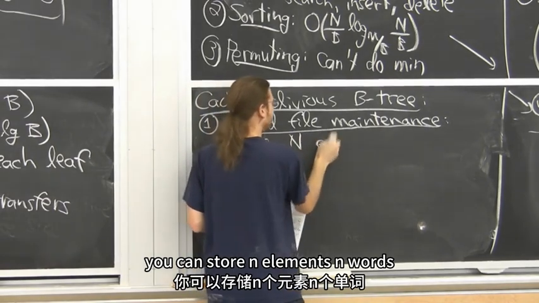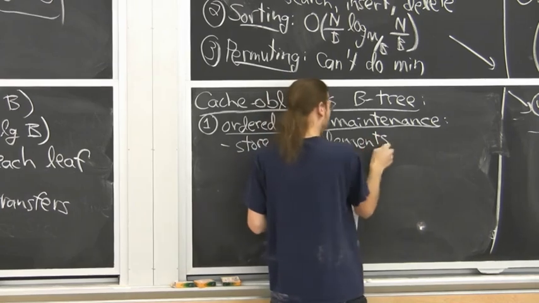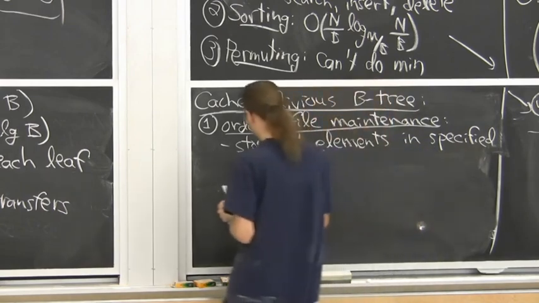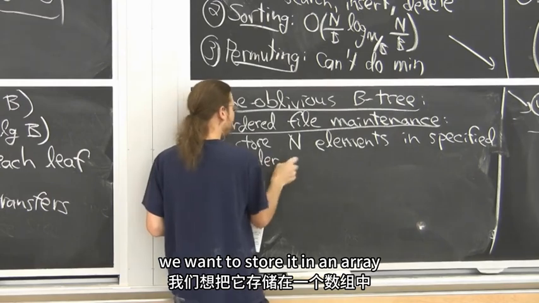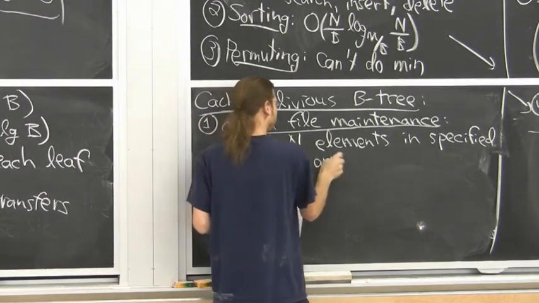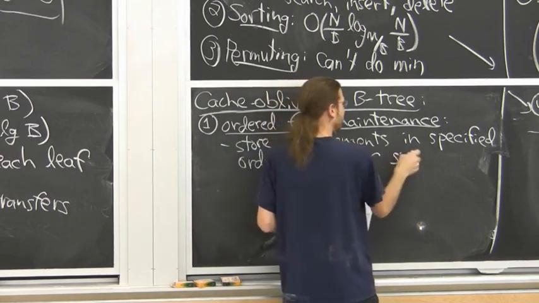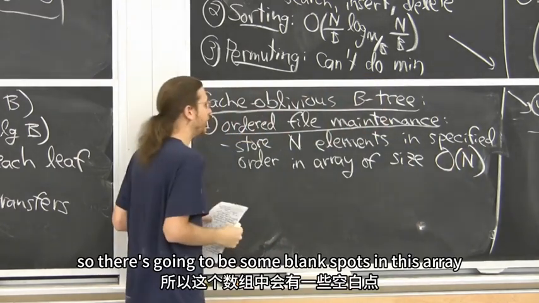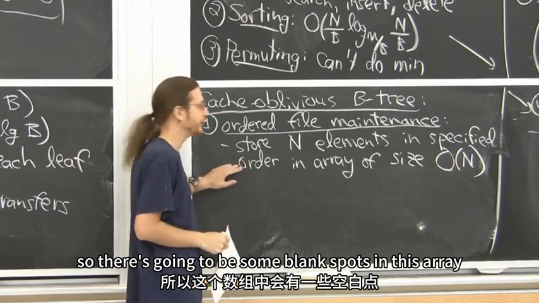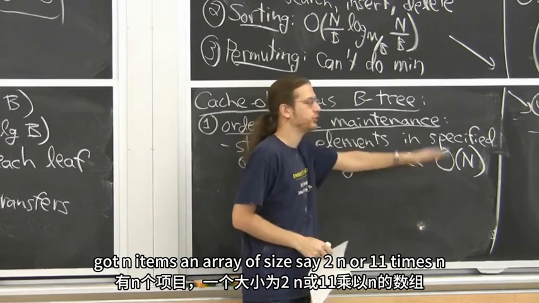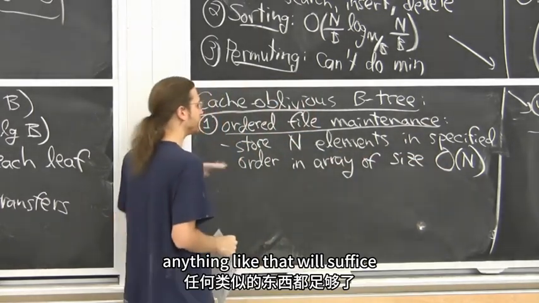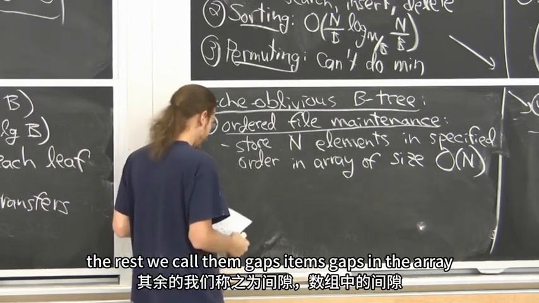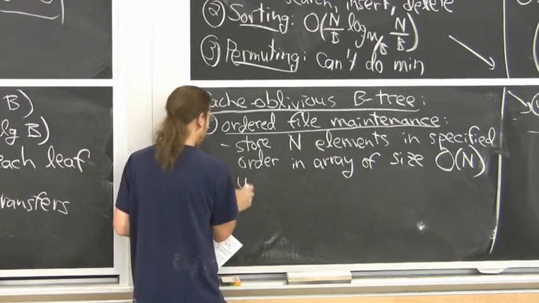You can store n elements, n words, in specified order, so just like a linked list. But we don't store it as a linked list. We want to store it in an array of linear size. So there's going to be some blank spots in this array. Got n items, an array of size, say 2n or 1.1 times n. Anything like that will suffice. The rest, we call them gaps, in the array.